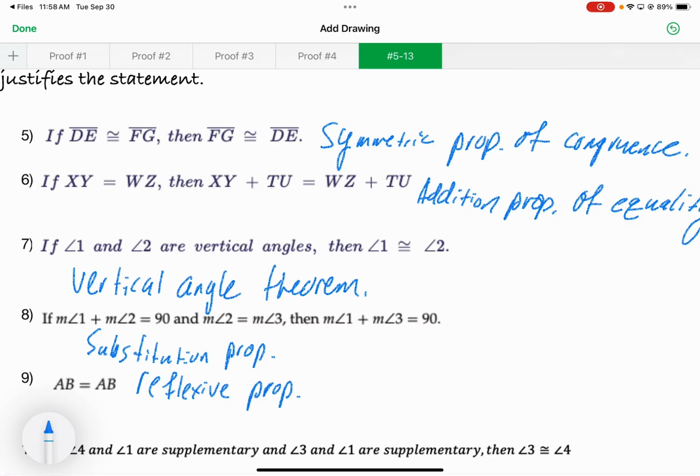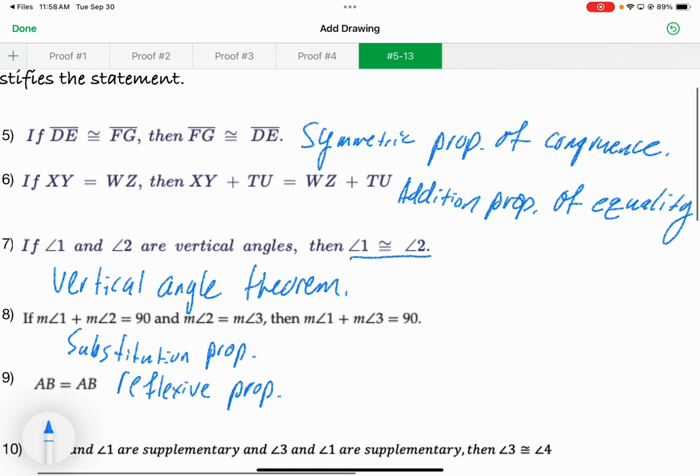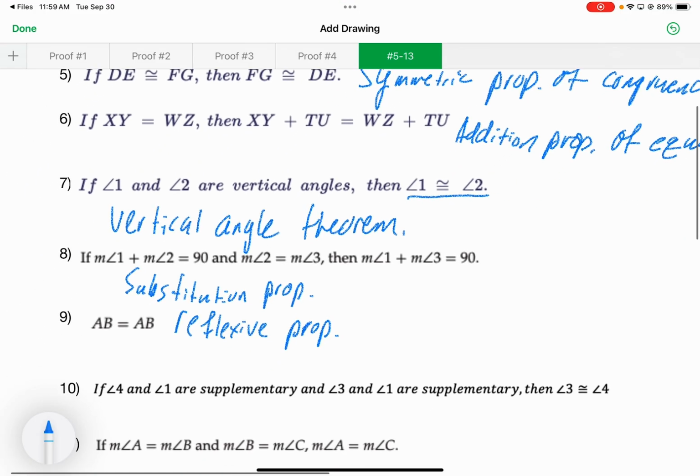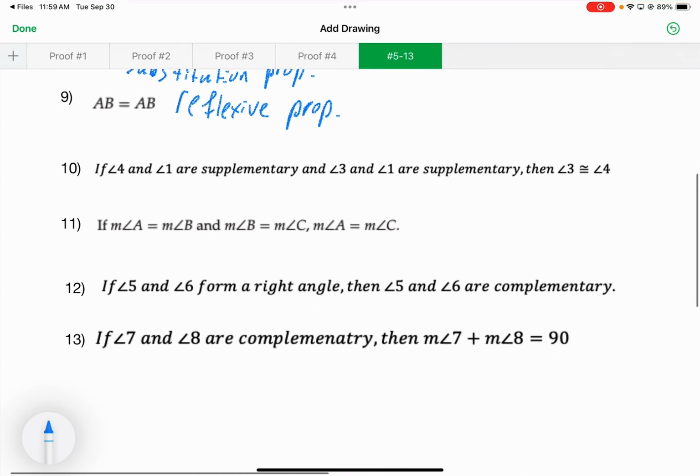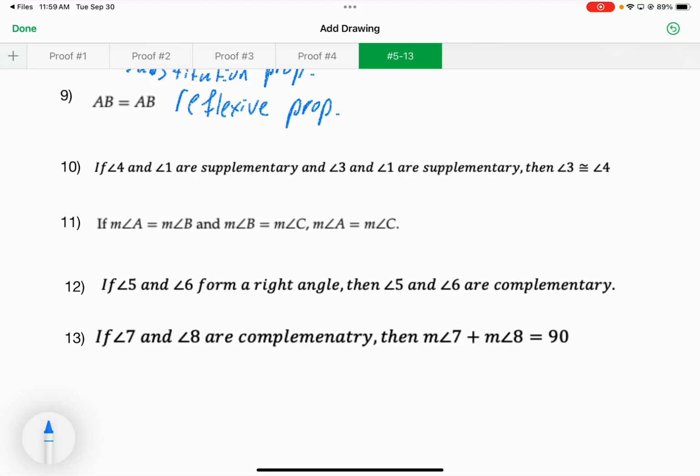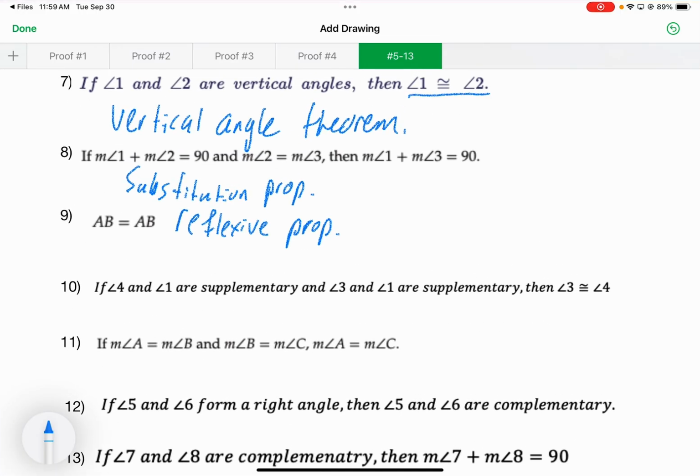Addition property, you cool with that? Okay. And then vertical angle theorem as opposed to definition of vertical angles. The theorem is what tells you they're congruent to each other. All right, we caught up to speed? Wait, no, for that one I did put substitution for number 8.